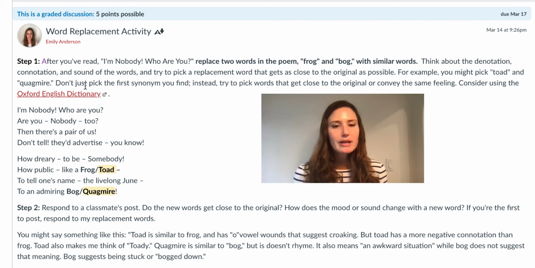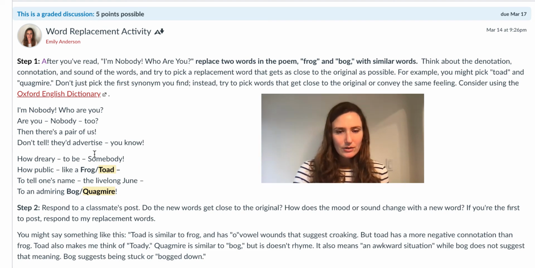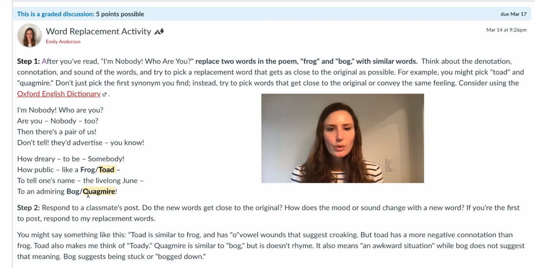So like I said, we're replacing these words that you see highlighted right here, frog and bog, and this is just my example of toad and quagmire. After you have replaced the words, you can either do like I did and just highlight your replacement, or you can just type in the two words.